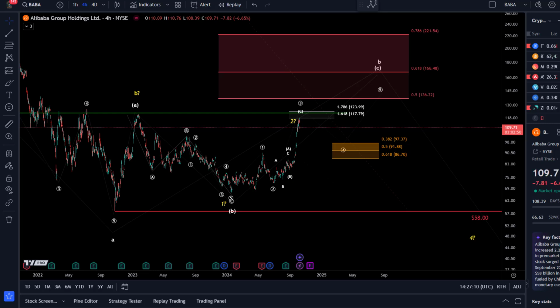Today we want to take a look at Alibaba Group Holdings, BABA, which is currently following the preferred scenario, the preferred wave count. It's been a while since I've covered Alibaba. We do cover it very regularly in our stocks and S&P 500 service.